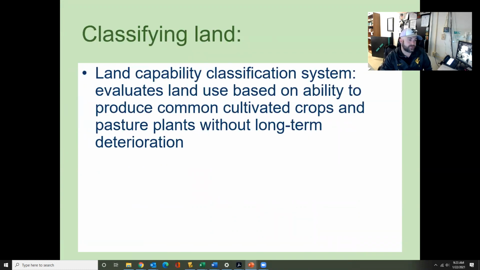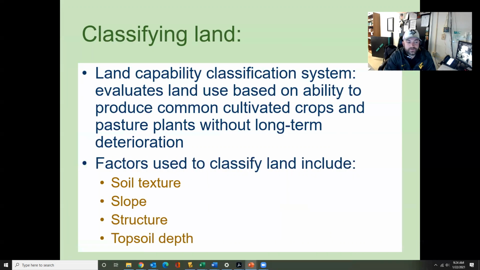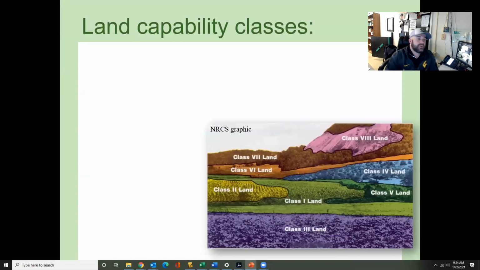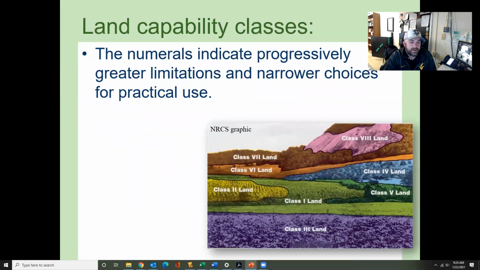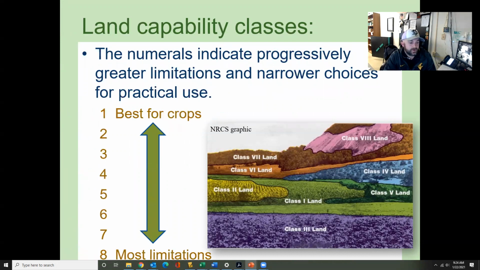And when we classify these lands, we use the land capability classification system, which evaluates land use based on ability to produce common cultivated crops and pasture plants without long-term deterioration. Factors used to classify land include soil texture, slope, structure, and topsoil depth. And then we have our classes here. The numerals indicate progressively greater limitations and narrow choices for practical use. So class 1 lands are going to be the best, and class 8 are going to have the most limitations.